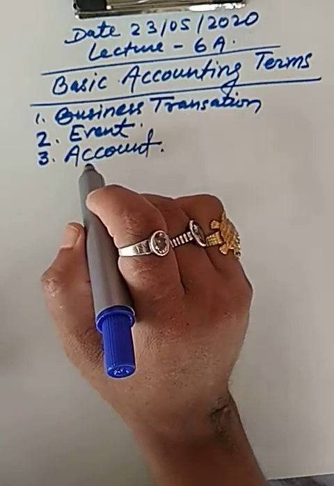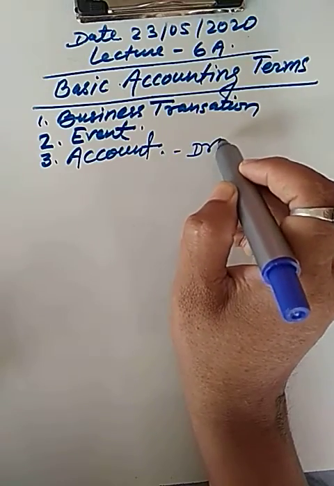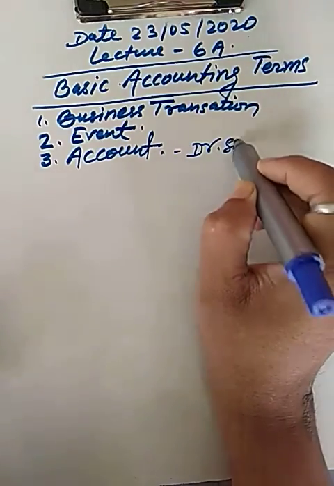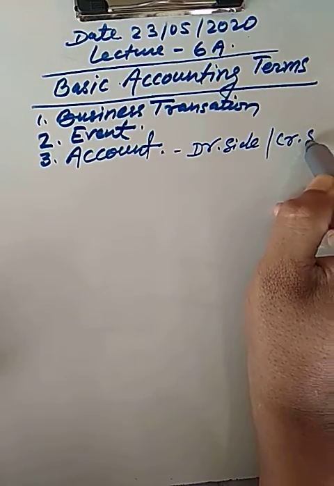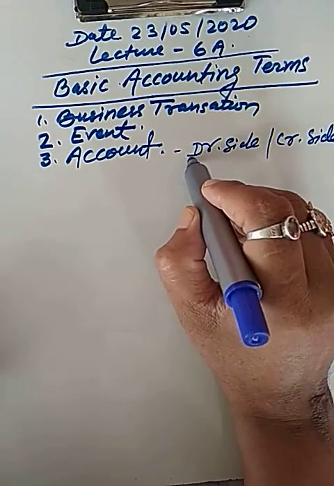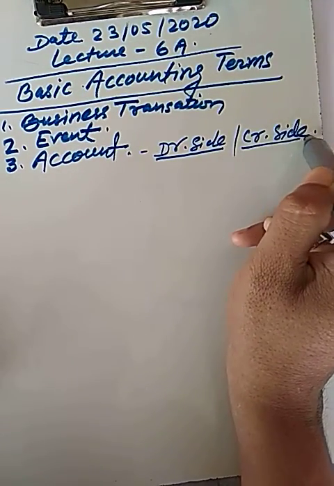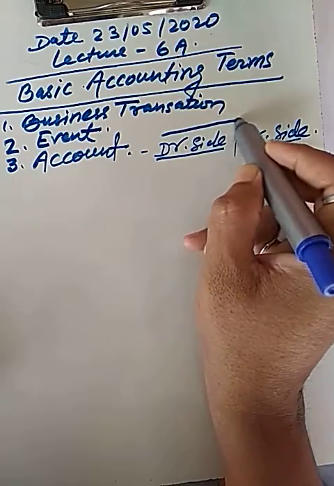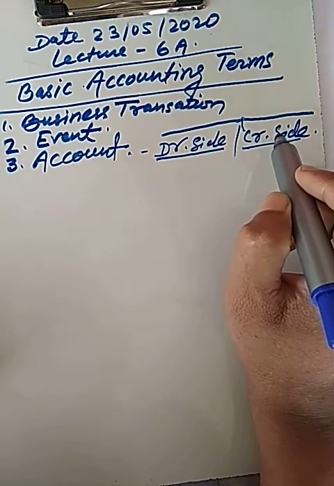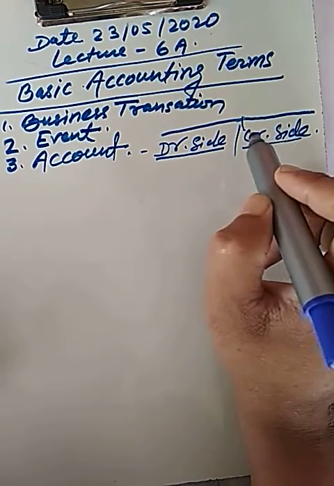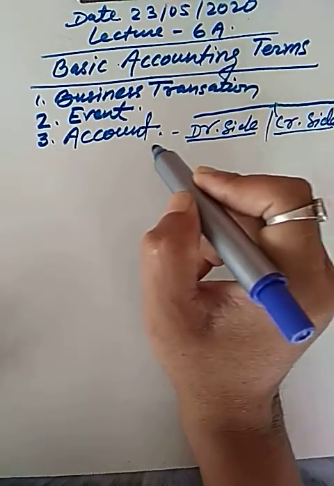The account is divided into two sides. First is the DR side and second is the CR side. DR side means debit side and CR side means credit side. There are two sides. The right hand side is called the credit side and the left hand side is called the debit side.